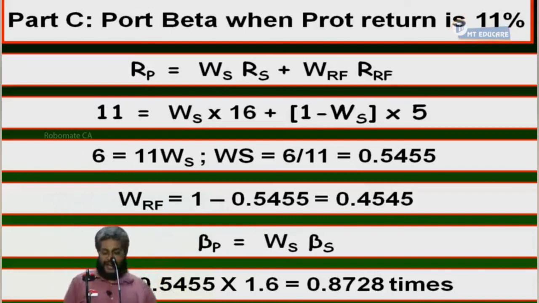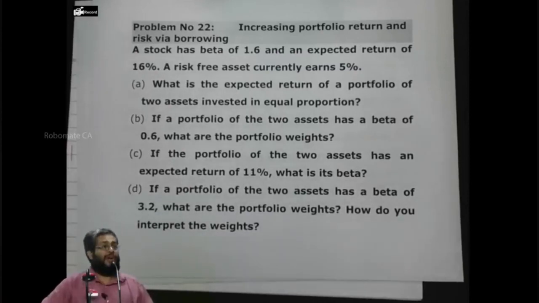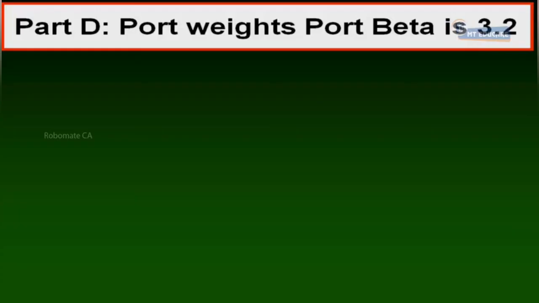Last part. Can I present or not? Write down part D. Same as previous, they said: if a portfolio of 2 assets has a beta of 3.2, what is the beta of the portfolio? 3.2. What are the portfolio weights? How do you interpret the weights? This is the last part, a small interpretation, good question. Okay, now write down. Part D, portfolio weights, when portfolio beta is 3.2.